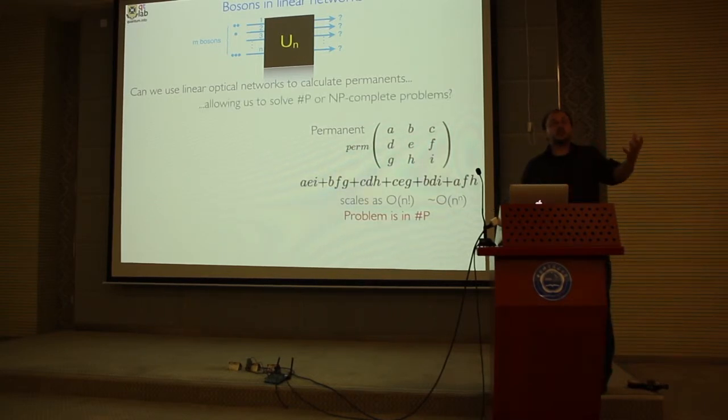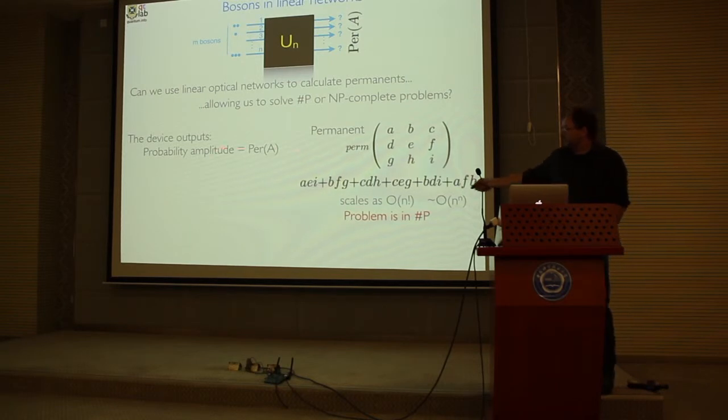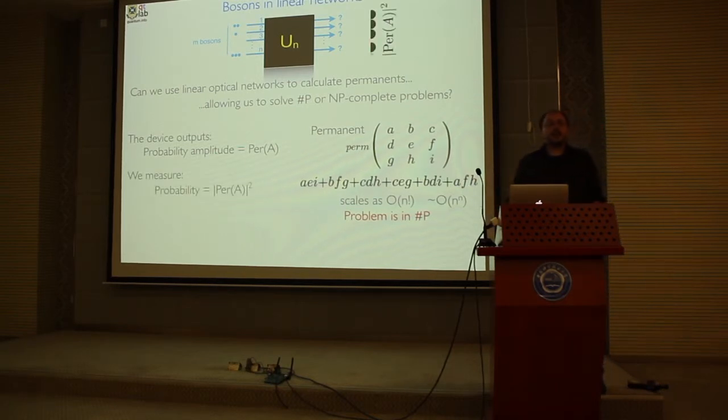Could we use an optical network to solve permanents? The answer is no. Yes, the output is directly proportional to the permanent of A, that's the probability amplitude, but what you measure is the complex square of that. And you lose just enough information that you gain no computational advantage. So it's like there's some new censorship principle. So no, you can't solve NP-complete problems.